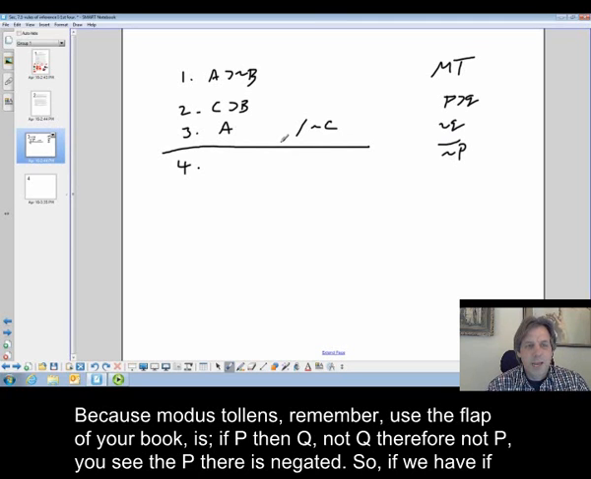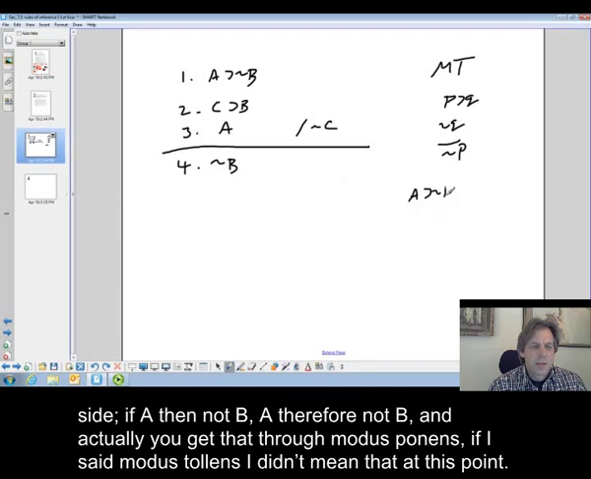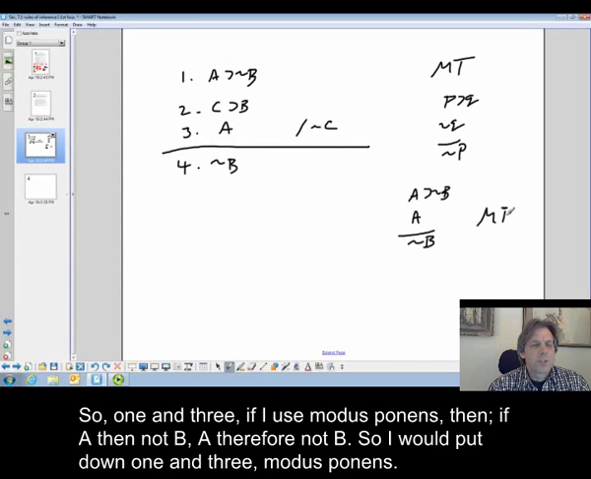You see the P there is negated? So if we have if C, then B, we need a not B. How can I get a not B? Well, if I use lines 1 and 3, I can get a not B. And if you can't see that, pull it off to the side. If A, then not B. A, therefore not B. And actually you get that through modus ponens. If I said modus tollens, I didn't mean that at this point. So 1 and 3, if I use modus ponens, then if A then not B, A therefore not B.